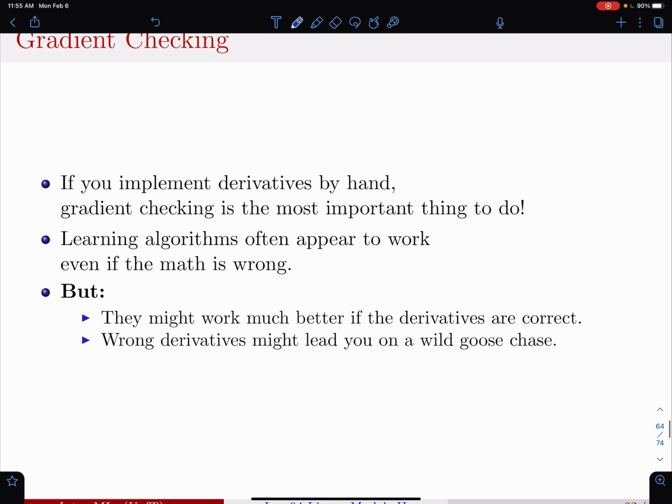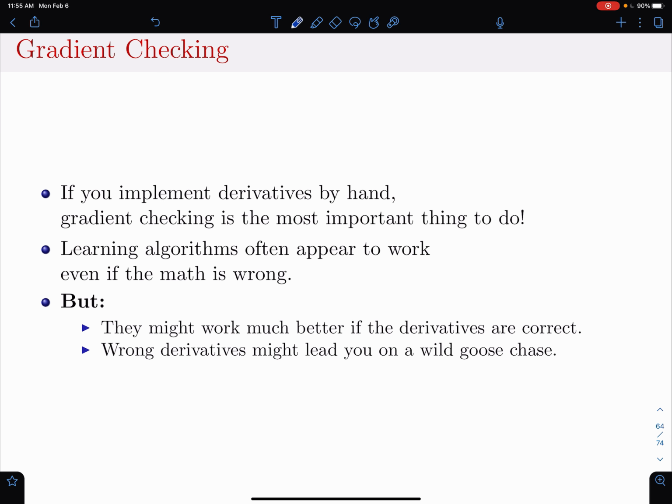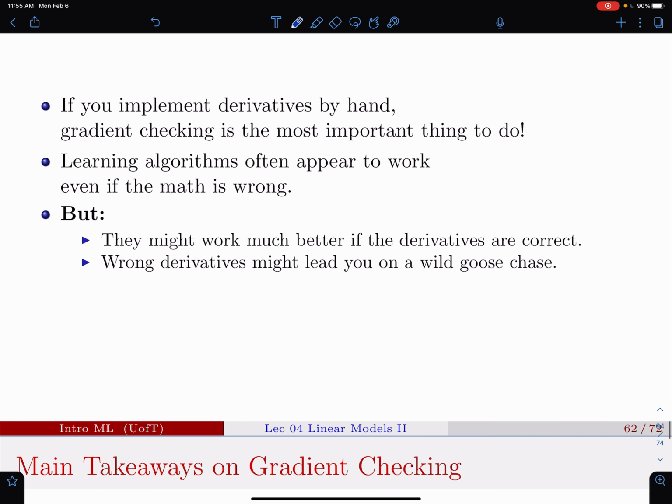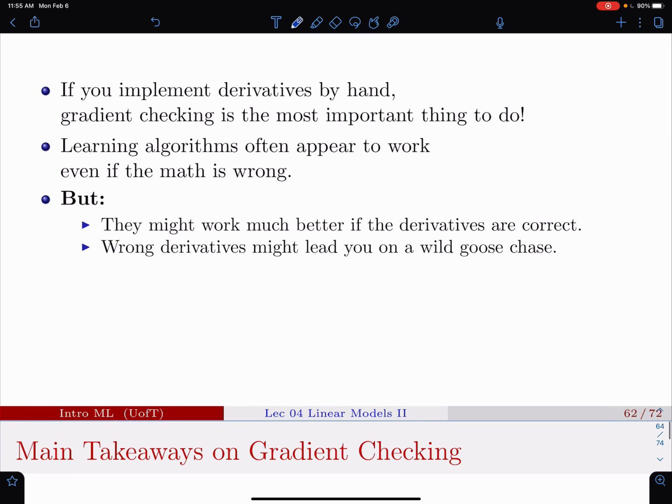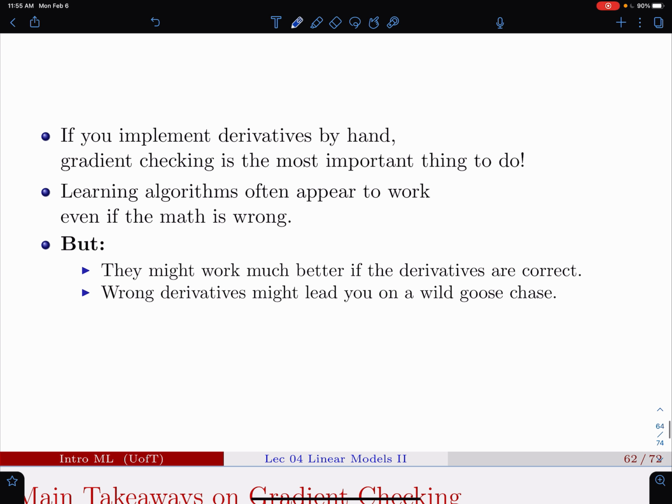Okay. And this is important to keep in mind because sometimes machine learning algorithms still work, just not really well, even if the gradient is wrong. Sometimes you'll get performance that looks like it's converging a little bit, but not actually totally converging. So to rule out one possible source of error, you might want to consider implementing gradients numerically. Okay. Any questions on gradient checking?